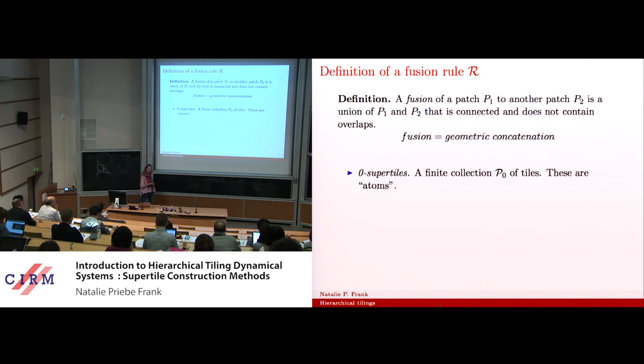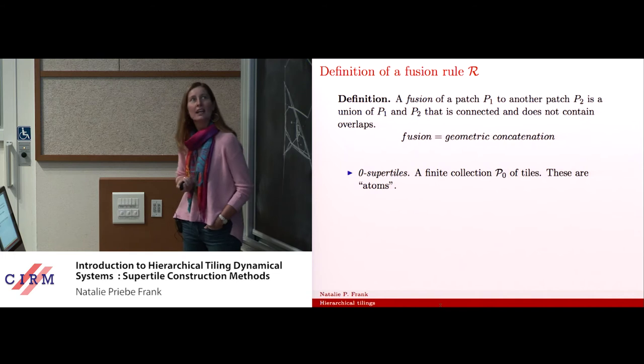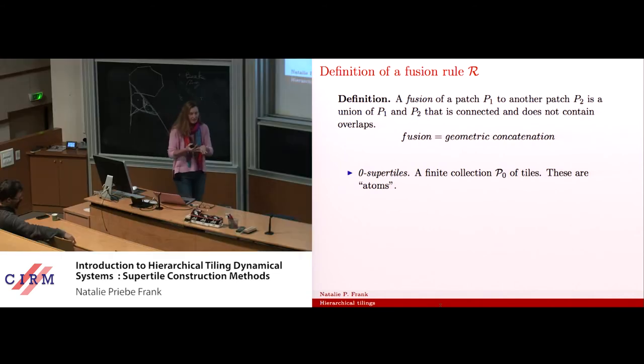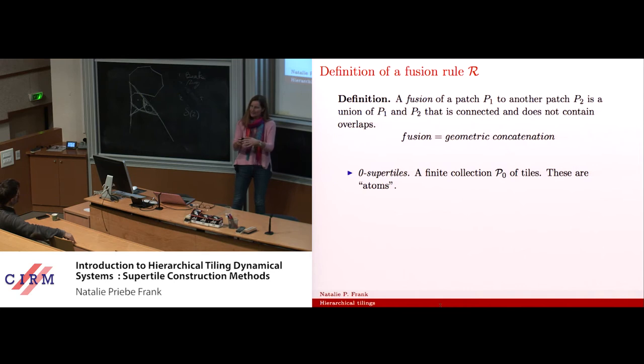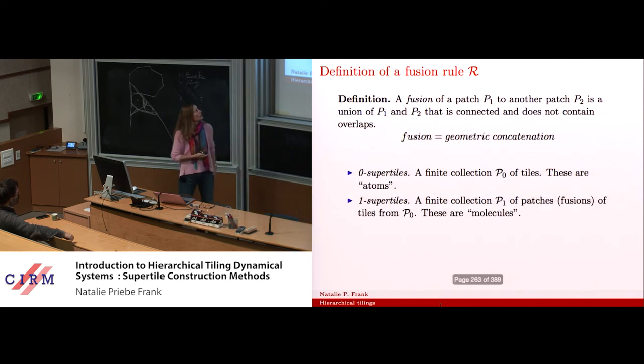So here's how you make a fusion rule. You start with your prototiles. Those are your zero supertiles. And I like to think of them as sort of an atomic model. So the inflate and subdivide rules are almost like a cellular model, where a tile is like a cell that grows, and when it's big enough, it splits. Right? This is different. The tiles are like atoms, and you stick them together to form larger and larger structures.